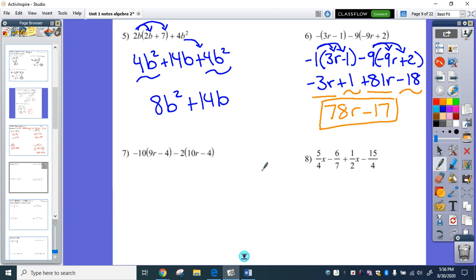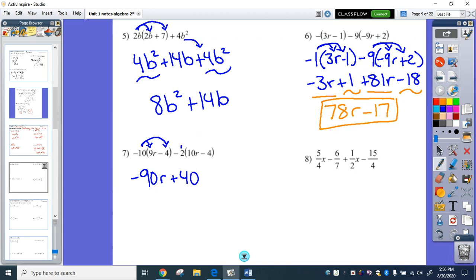So we've got two more, and I know everyone's already probably eyeing up this problem in the corner here, but we're going to go through this other one first. So let's distribute the negative 10 to our first two terms. So negative 10 times 9r would get me negative 90r. Negative 10 times negative 4 would get me a positive 40.